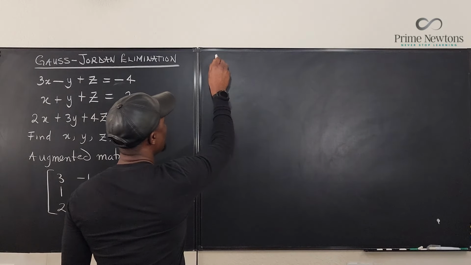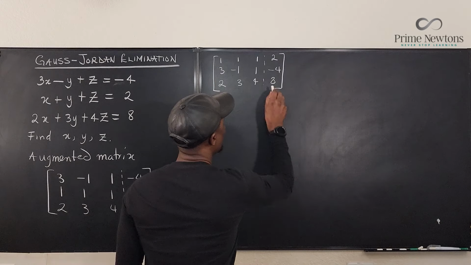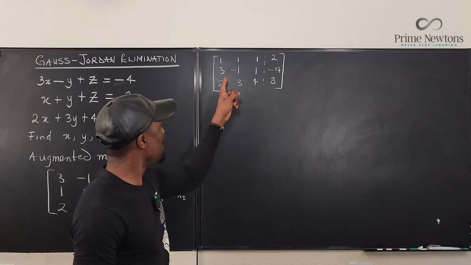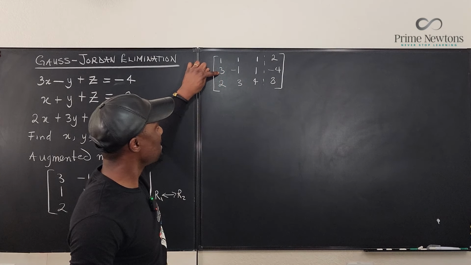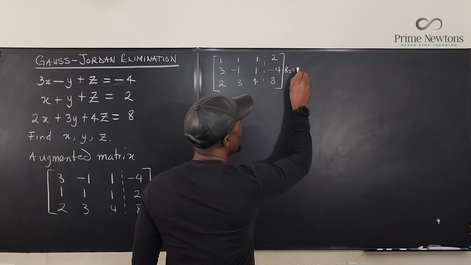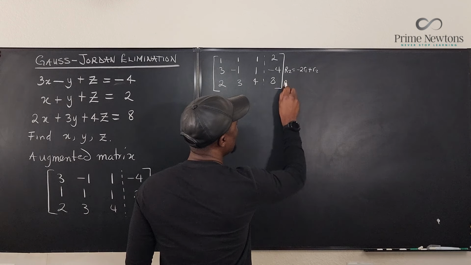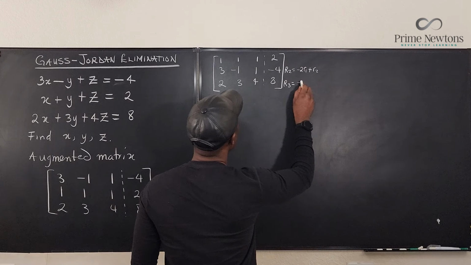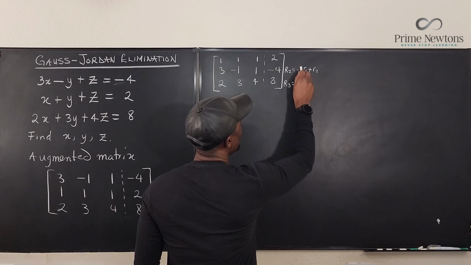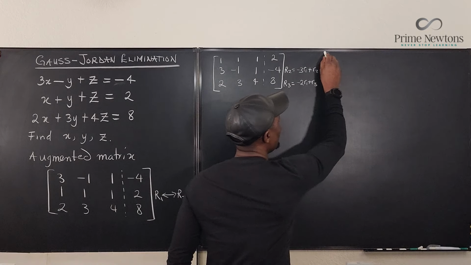So this is what we have. If I swap, I'm going to have 1, 1, 1. Okay, now let's make our zeros. I'm going to make these two zeros, and what will make this a 0 is if I get minus 3 of this and add it to this, or if I get minus 2 of this and add it to this. So row 2 is minus 3 of row 1 added to row 2. Sorry, this is minus 3. And row 3 is minus 2 of row 1 added to row 3.